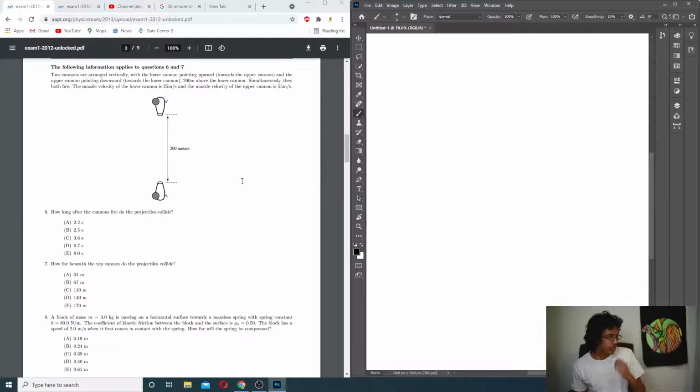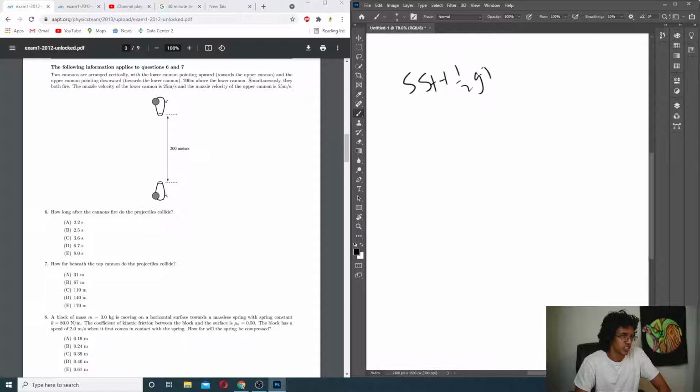Okay. 2 cannons are arranged vertically with the lower cannon pointing upward and the upper cannon pointing downward, 200 meters above the lower cannon. Simultaneously they both fire. The muzzle velocity of the lower cannon is 25. Okay. So why is this guy slower than the top guy? They're vertical, right? So essentially the distance from the top guy is 55t plus 1/2 gt squared, right? And then the other guy, the lower one, is going to do 25t minus 1/2 gt squared, right?